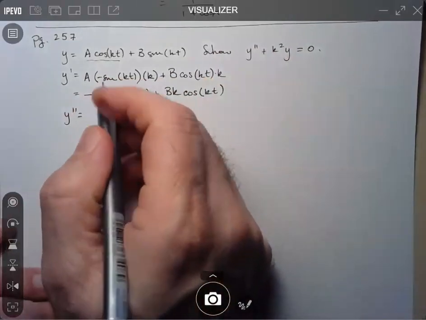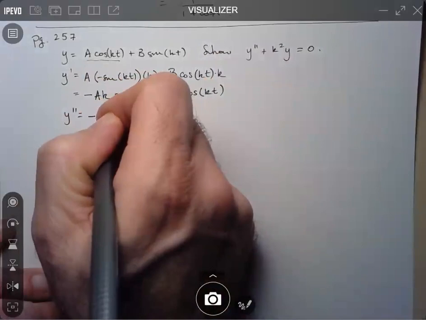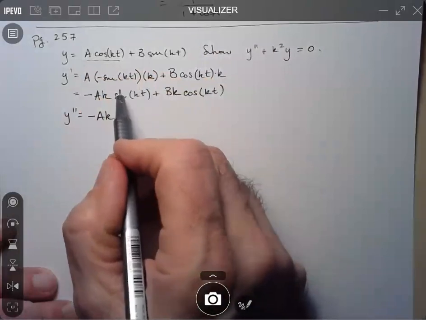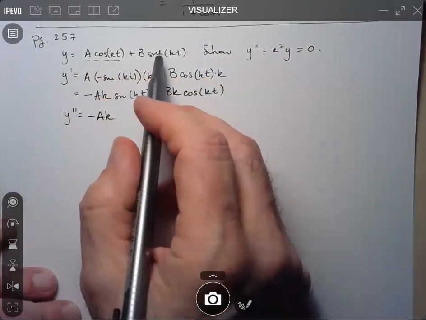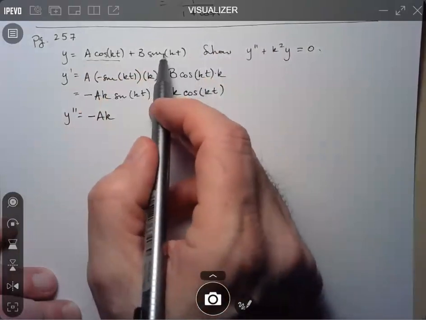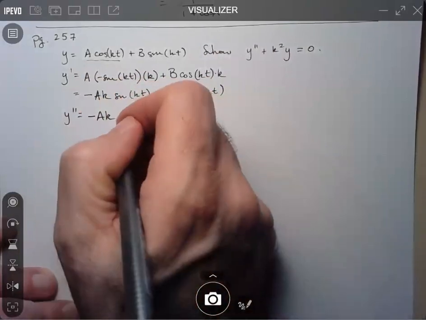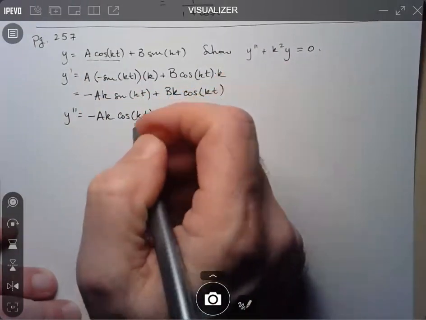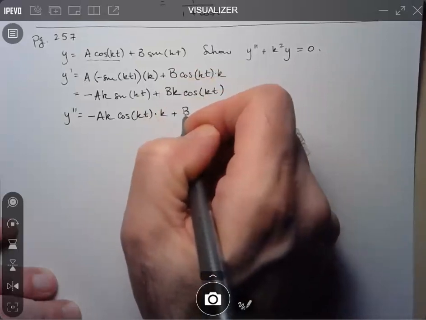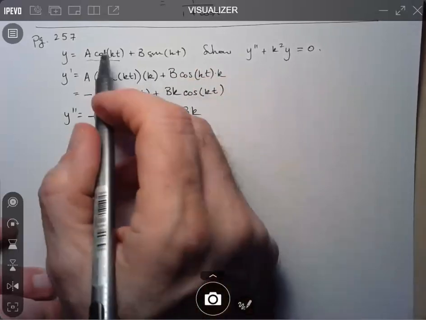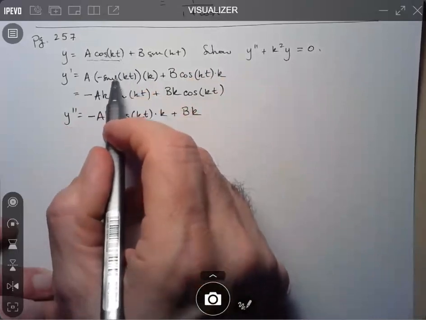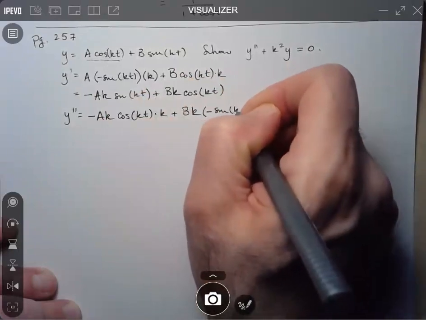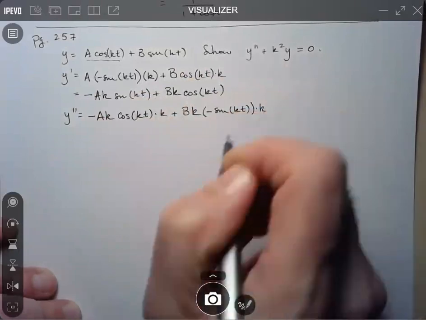Here, negative ak is just a constant, so I can take that out of the derivative. And again, I'm going to have to use the chain rule. But since I've already taken the derivative of sine kt, I can just copy it from what I have here. I know it's just going to be cos of kt times k. Here bk is just a constant. I've already taken the derivative of cos kt, so I might as well just copy it from what I had before. It's going to be negative sine kt times k.